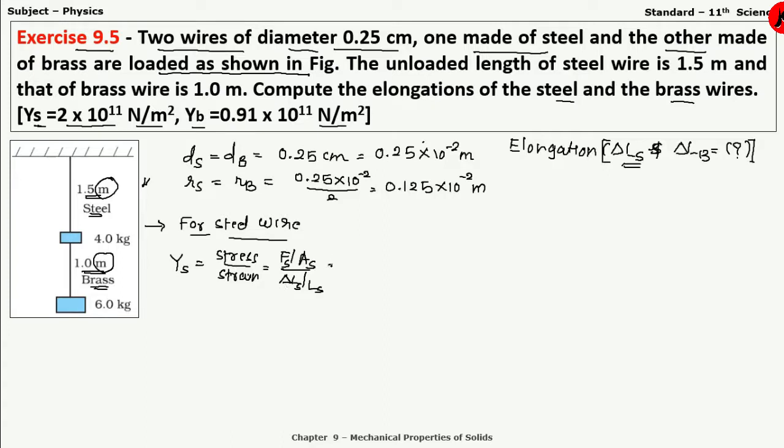Now let's simplify this equation: Ys equals Fs by As into Ls by delta Ls. Here we want delta Ls, so write this equation in terms of delta Ls. Interchanging their positions, the equation becomes delta Ls equal to Fs by As into Ls by Ys.